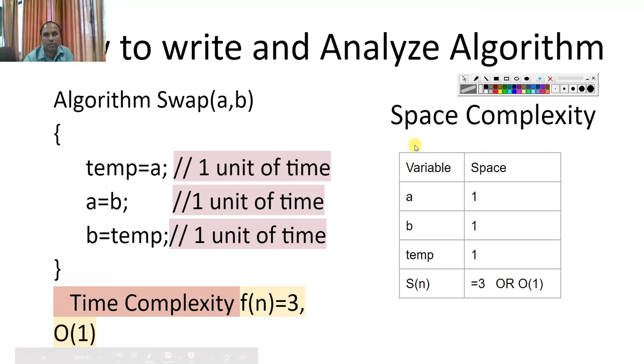It is a constant. Now let us try to understand how the space complexity is found. Here in this algorithm there are various variables. Variable A is there, B is there, temp is there. Each variable you have to list here, right? Variable A is occupying 1 unit of space. Same way for B, it is occupying 1 unit of space. Same way for the temporary variable, it is occupying 1 unit of space. So the total space complexity of this is going to be equal to 3. Right?